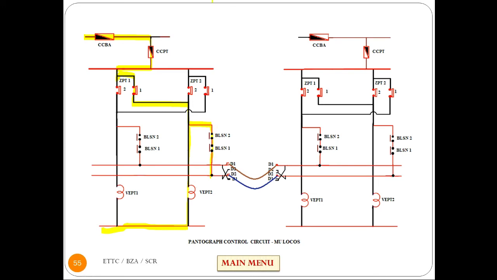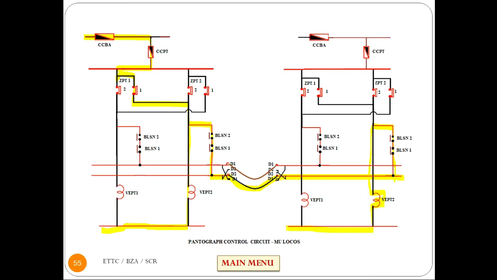In the trailing loco also, BLSN is in normal condition, so its interlocks are in closed condition. So the supply will come to the trailing loco VEPT2. Whenever trailing loco VEPT2 gets the supply, it will allow the air pressure into the servo motor. So both Pantos will rise now.